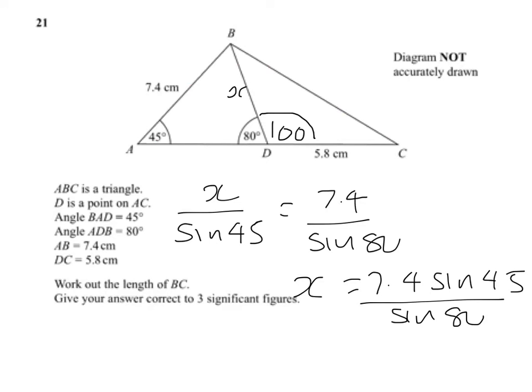Our answer needs to be correct to 3 significant figures, so I'm going to carry 4 figures in the working out to make sure I don't get a rounding error. So we'll work out x to 4 significant figures to start with on our calculator, which comes to 5.313. So we now know that x is 5.313, so we'll use that in the triangle BDC.